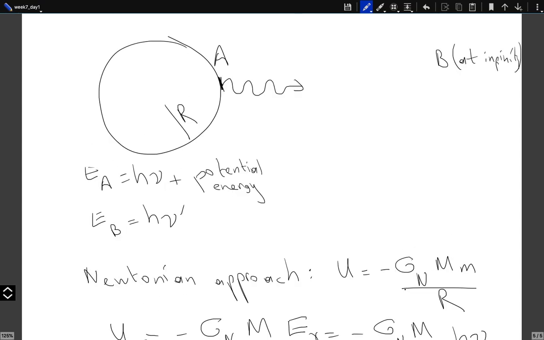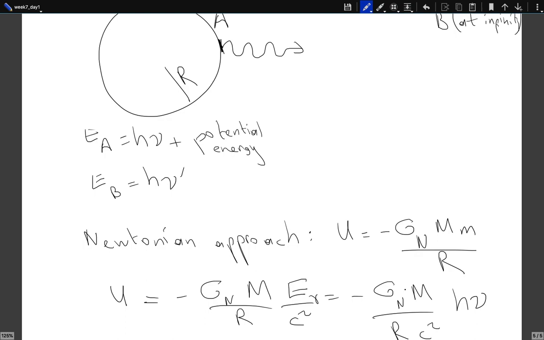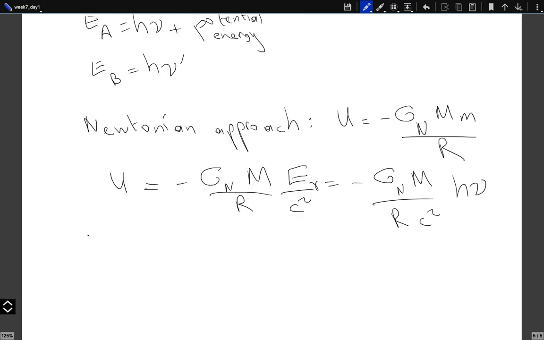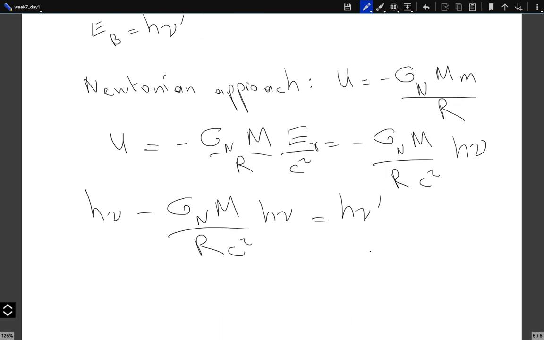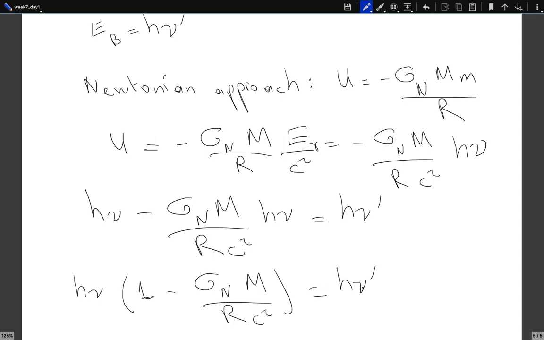Yes, because the gravitational potential energy is negative. So let's put everything back. So we have h nu minus Gn M over R c squared h nu should be equal to h nu prime, or h nu times 1 minus Gn M over R c squared is equal to h nu prime. Well, as you have seen, it's just a very crude approximation. We use the Newtonian gravitational law. We just made up some mass for the photon. But it's quite good. You see, the correction here would be a factor 2.